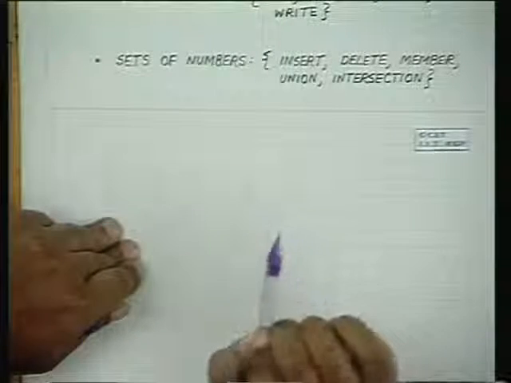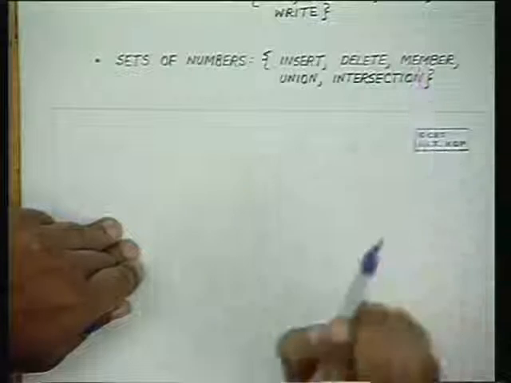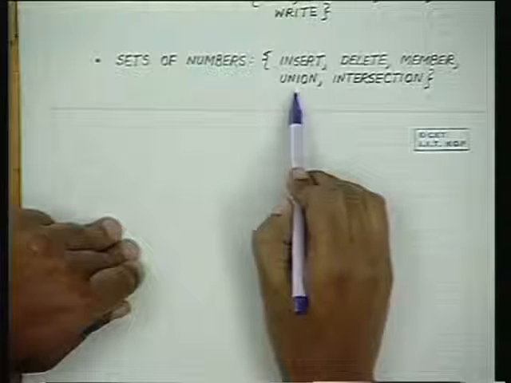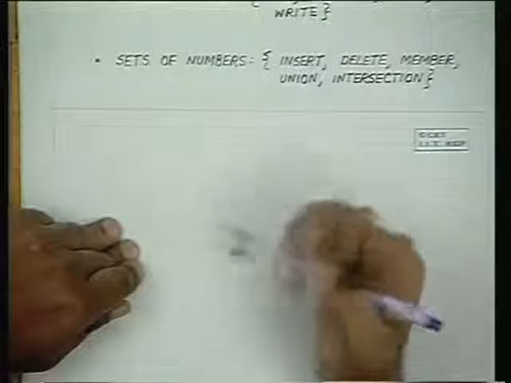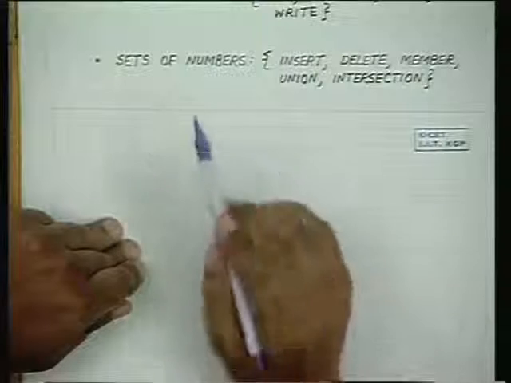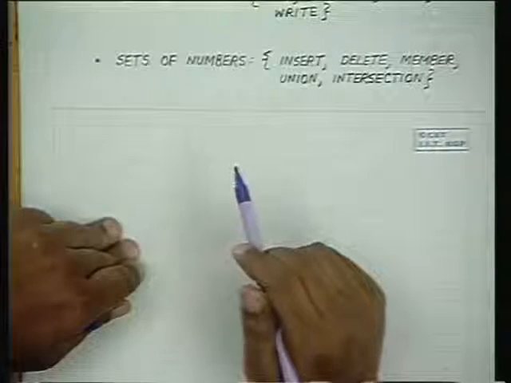Insert an element i will make the ith point 1. Delete an element will make that ith point 0. Member will check if that ith point is 1. Union will do bitwise ORing of the two. You know the OR operation, bitwise OR operation. Intersection will do the bitwise AND operation.